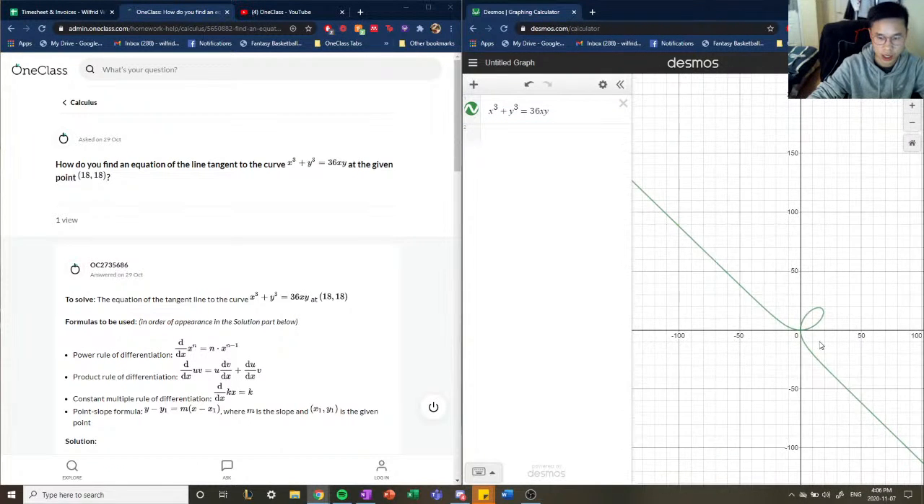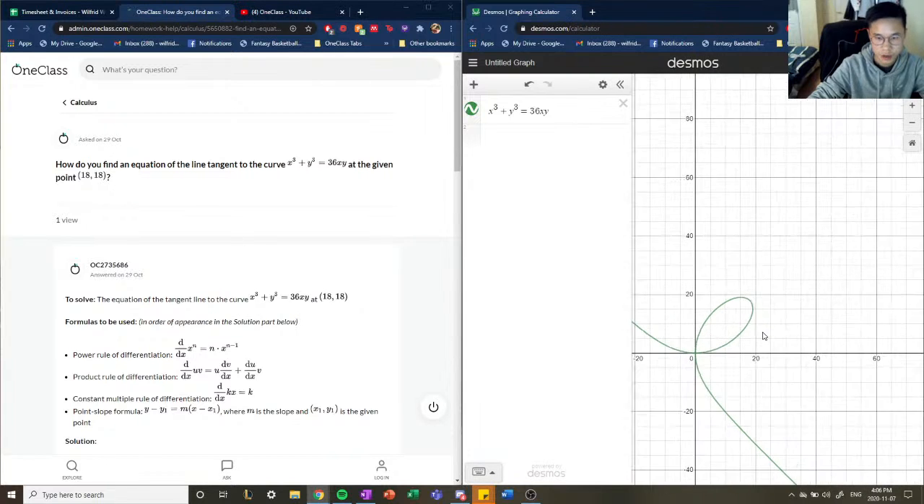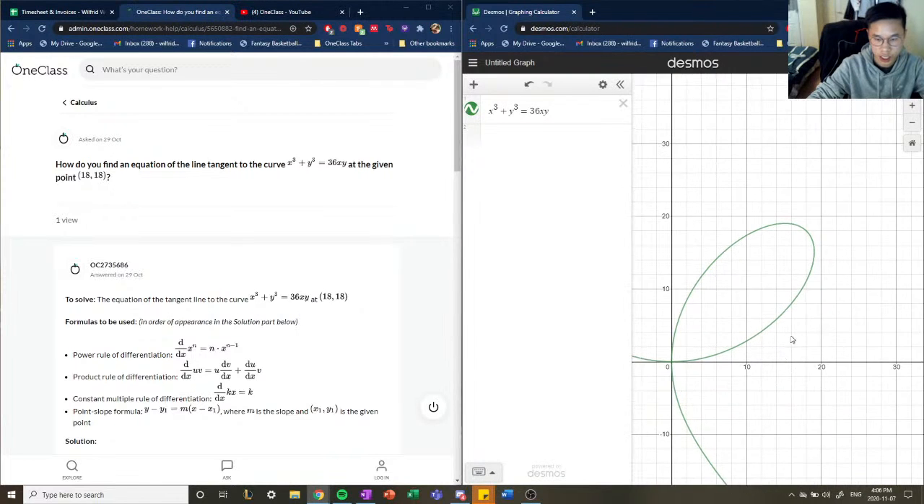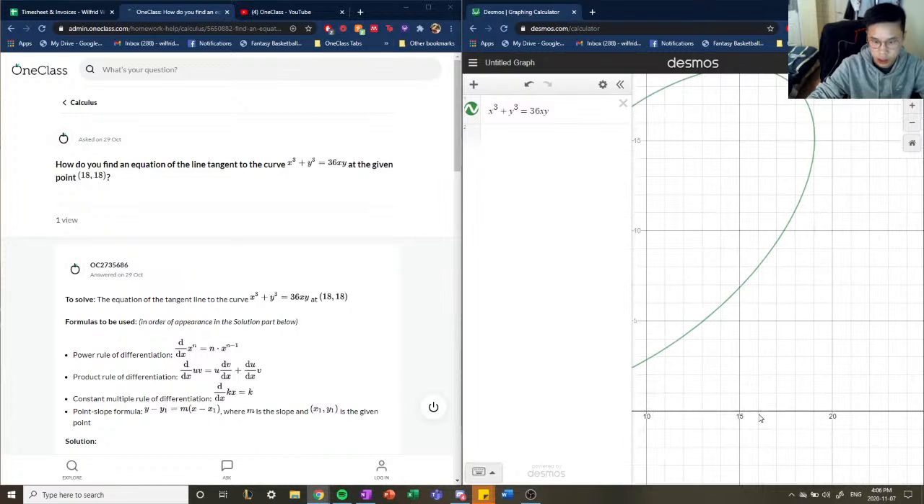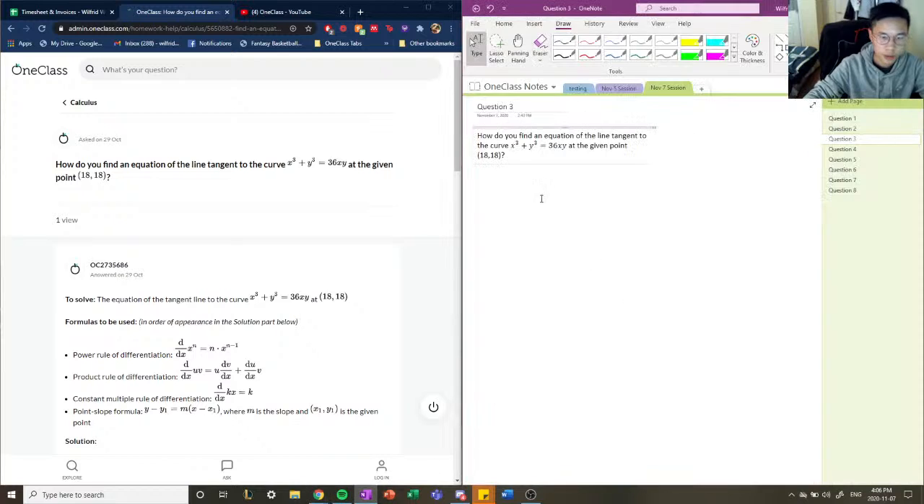It looks like a line kind of, but there's a loop here. If you want to see, 18, 18 does actually fall here. So this is 15, 16, 17, 18, so 18, 18 will be here. This point exists on this graph. And what they're asking us to do is to find a line that is tangent to this graph. So they're looking for a line equation, essentially.